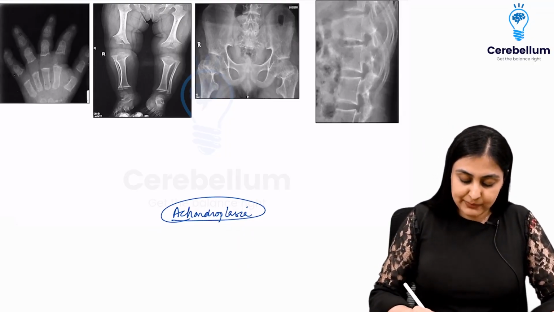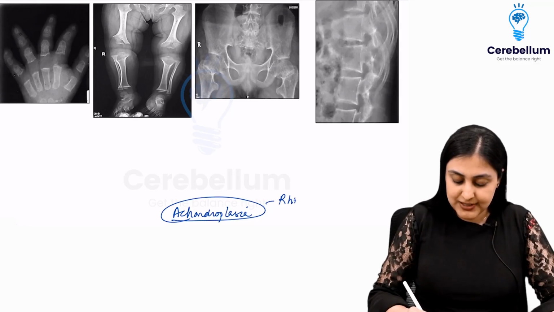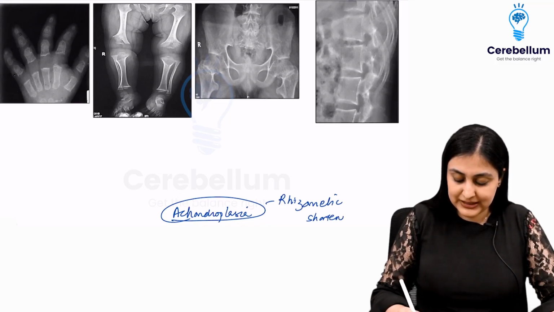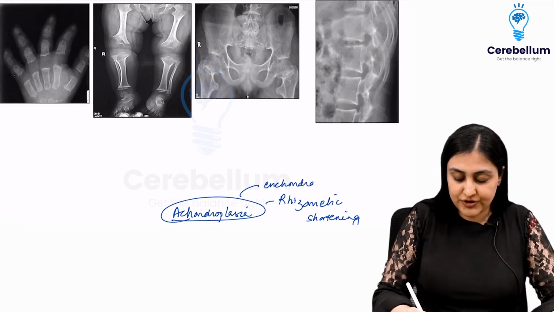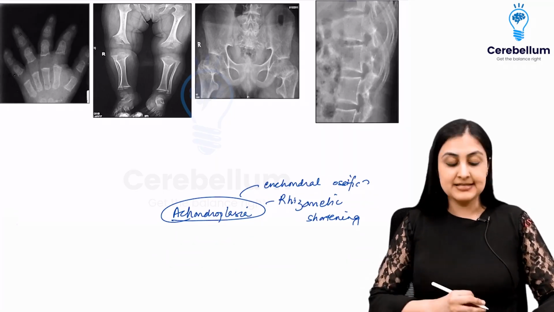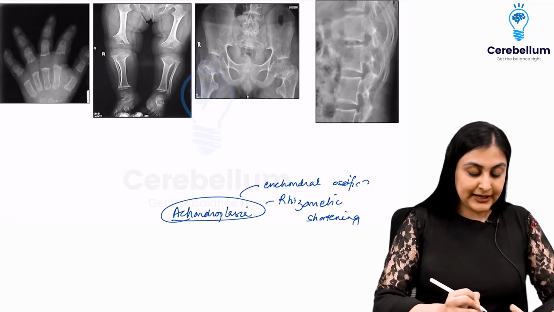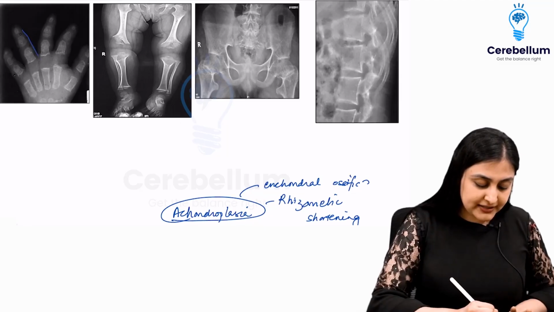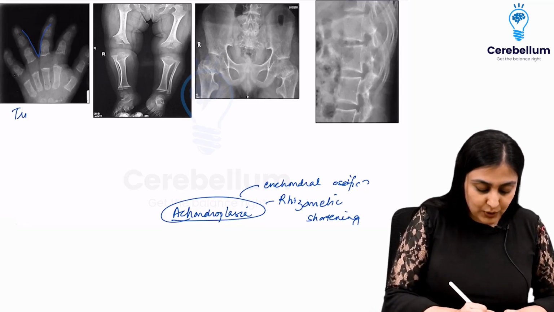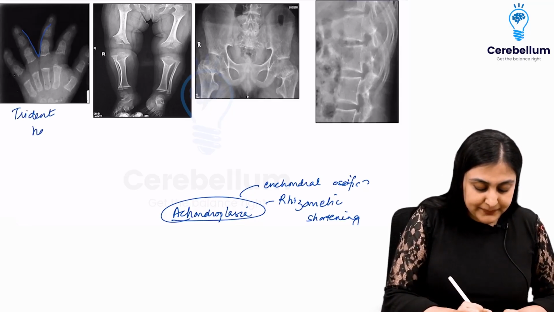Alright, so this type of deformity is called rhizomelic shortening. So here you're going to have rhizomelic shortening in achondroplasia. There's a defect with the enchondral ossification of the bones. What are the different signs that we're going to see? So in the hand, you're going to have this trident hand deformity, increased distance between the two digits. This is called trident hand.